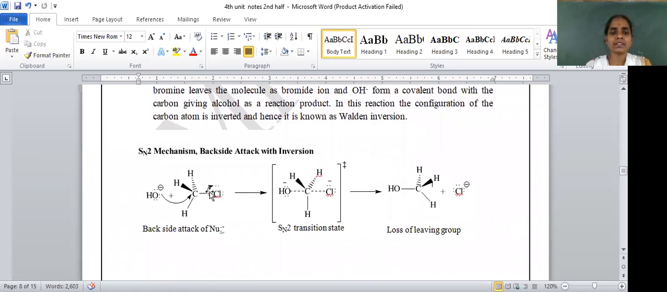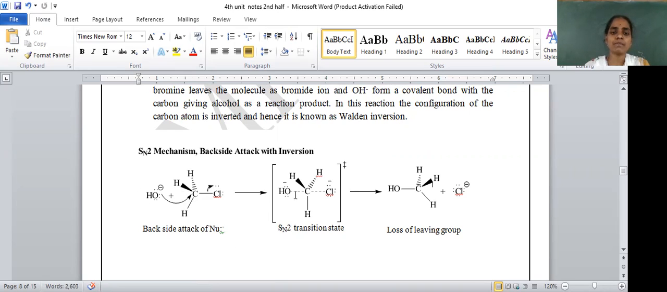If you see the mechanism, this is a leaving group. When it starts leaving, the reaction takes place in a single step. The attacking nucleophile attacks from the back side. Why can't it attack from the front side? Because there is a repulsion between the leaving group and the incoming nucleophile. As there is a repulsion, the nucleophile attacks from the back side.